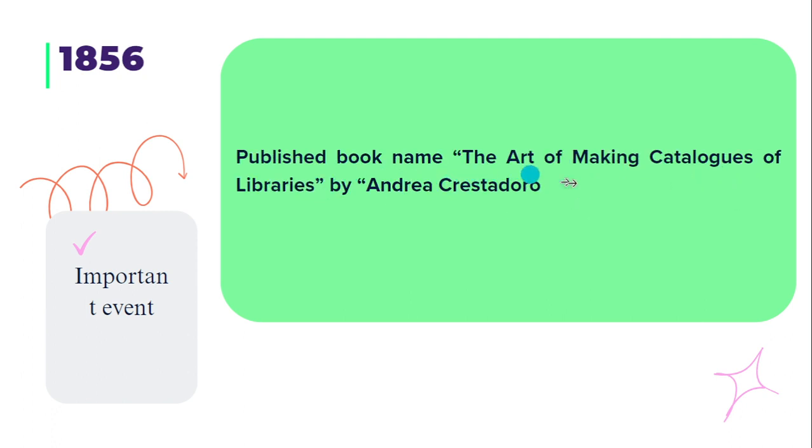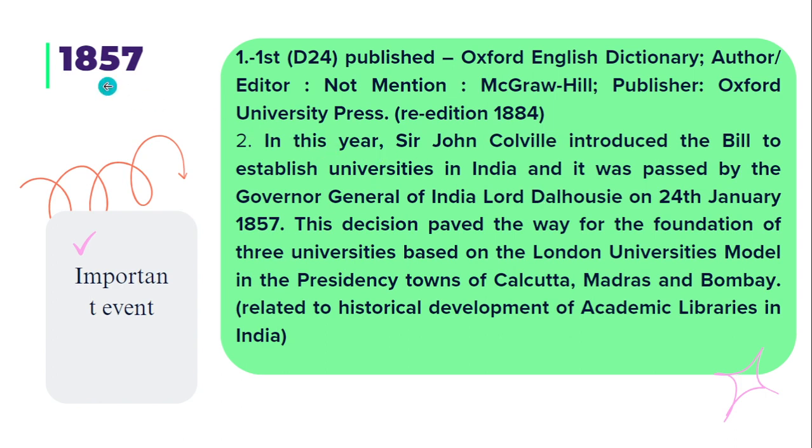1856, a book named The Art of Making Catalogues of Libraries by Andrea Crestadoro was published. Then in 1857 the first dictionary was published, that is the Oxford English Dictionary. It was published by Oxford University Press.